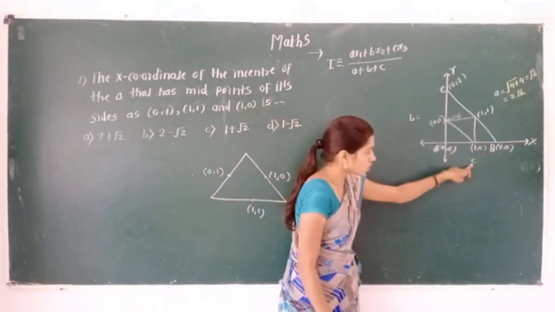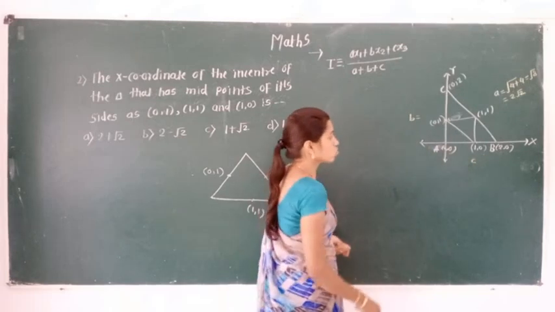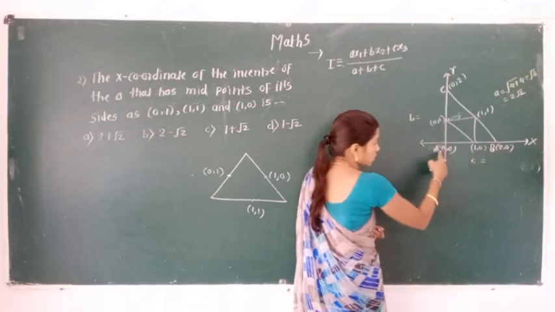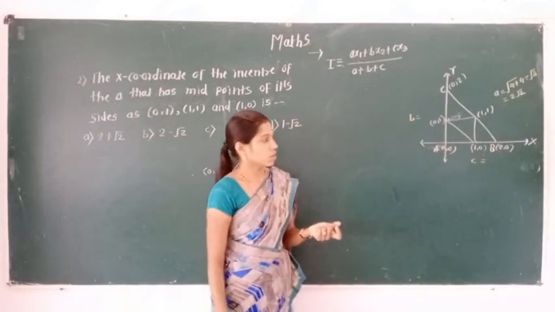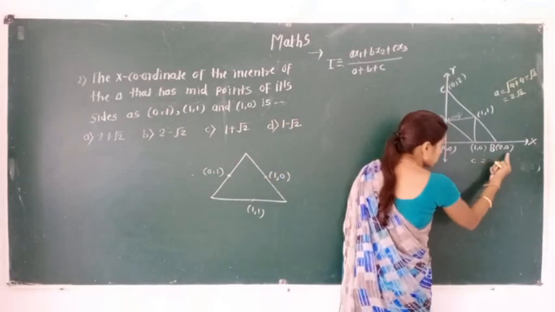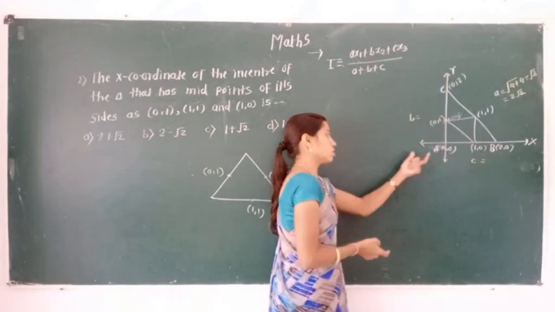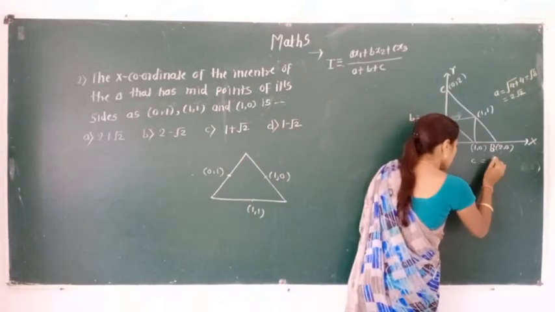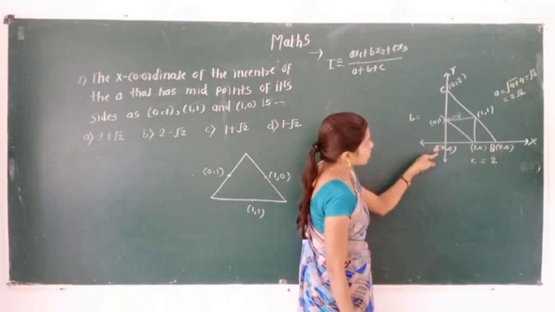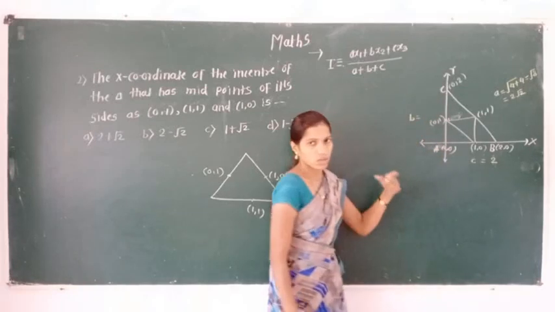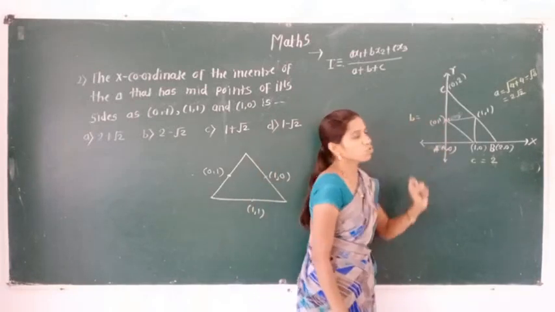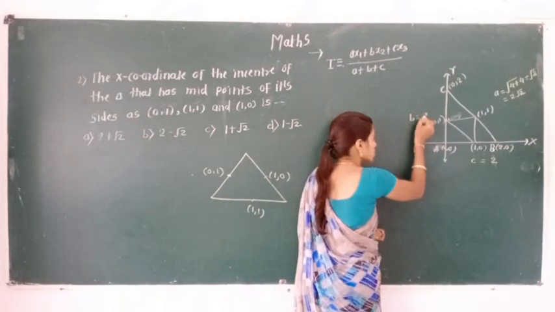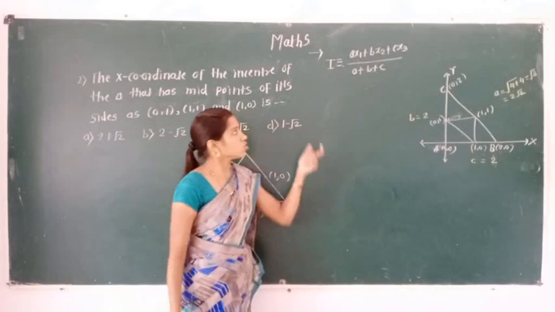For finding the length of side AB, again use the distance formula. 2 minus 0 is 2, 2 squared is 4, and 0 minus 0 is 0. So we get the square root of 4, and the square root of 4 is 2. Also, for the last side, 0 minus 0 is 0, 0 minus 2 is minus 2, minus 2 squared is 4, and the square root of 4 is 2.